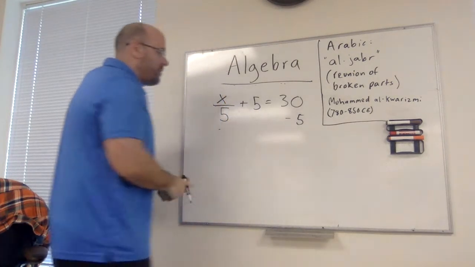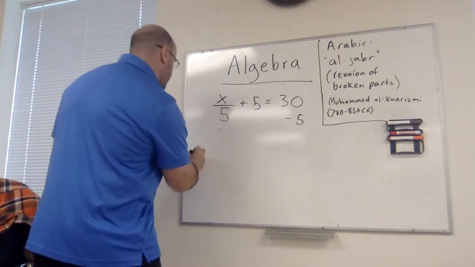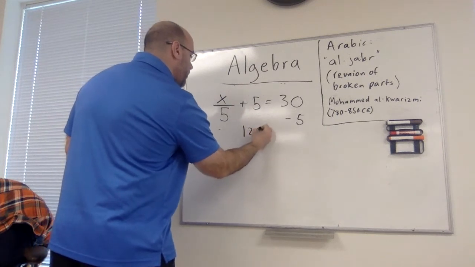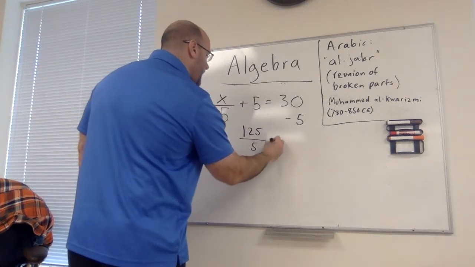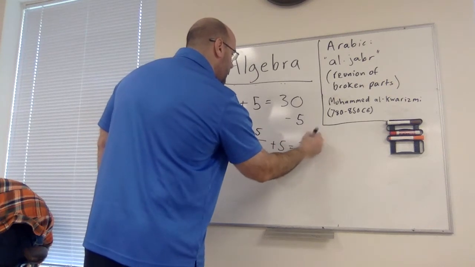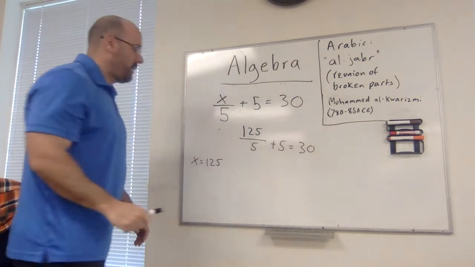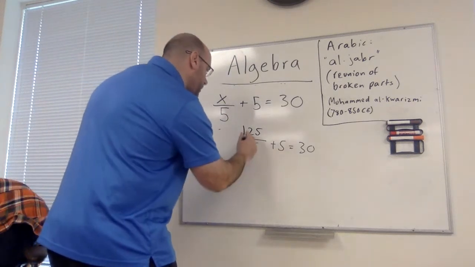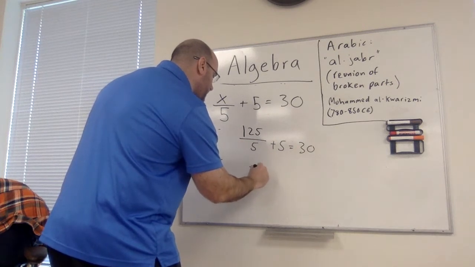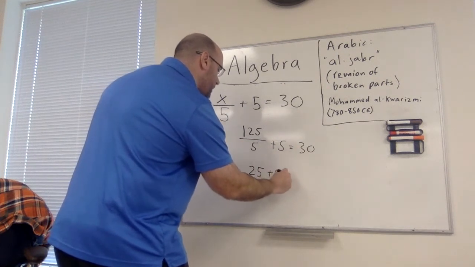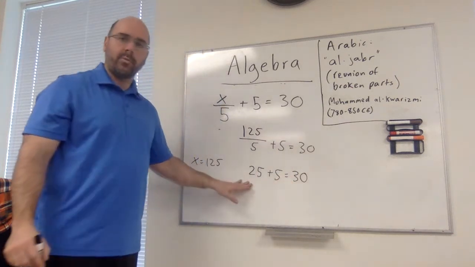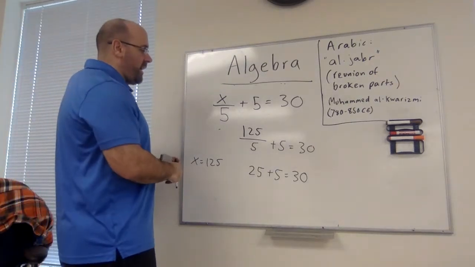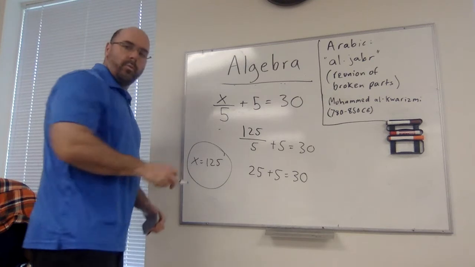Let's erase this and go check our work. So I'm saying that x is 125. So if I put 125 in for x and I divide by 5 and I add 5, I should get 30. Okay? Well, order of operation tells us we have to do this first because this is division. This is an improper fraction. 125 divided by 5 is 25. Plus 5 does in fact equal 30. So there you have it. That one is also correct. So the correct answer for x is x equals 125.